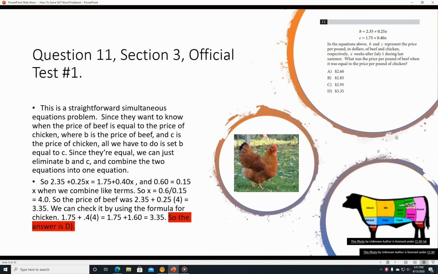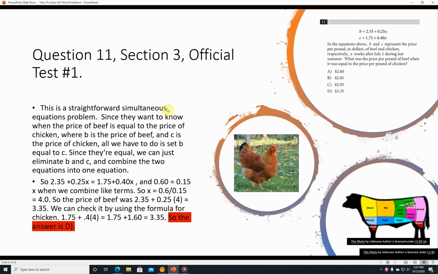Question 11, Section 3, Official Test Number 1. So, in the equations above, B and C represent the price per pound in dollars of beef and chicken, respectively, x weeks after July 1st during last summer. What was the price per pound of beef when it was equal to the price per pound of chicken? All right, so we're going to have to set B and C equal to each other, and then we'll just be able to solve the combined equation because it'll just become one equation.